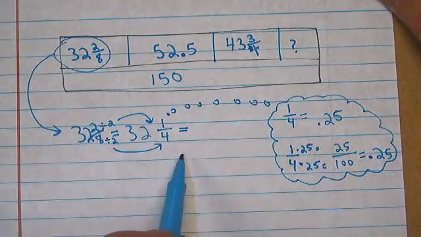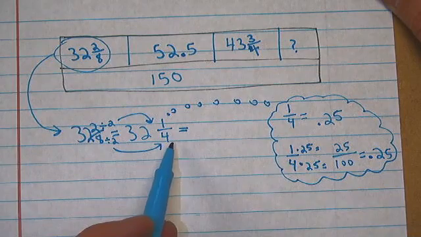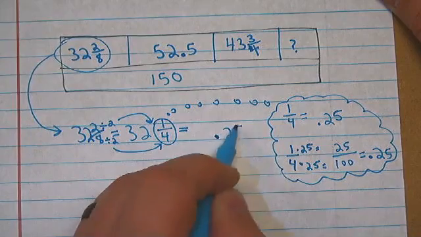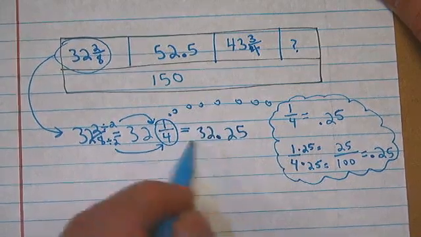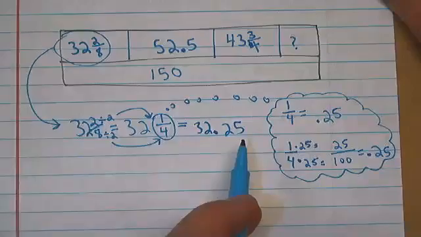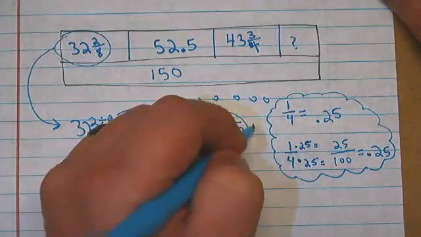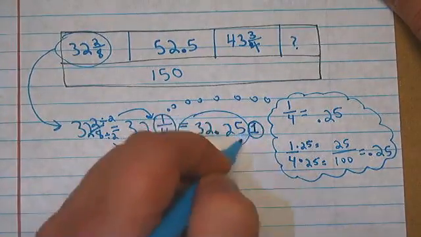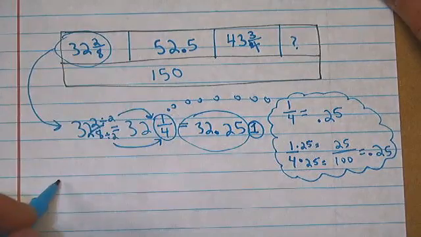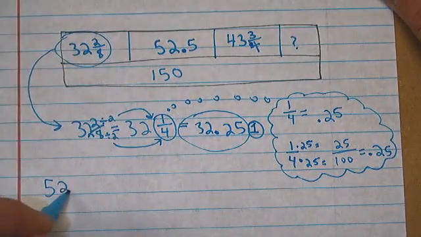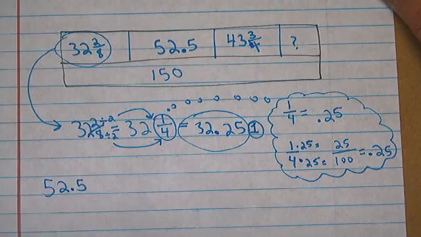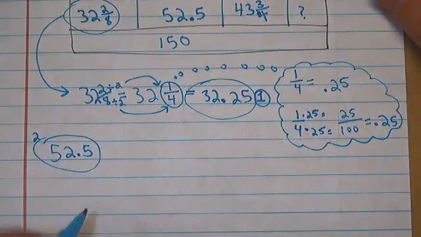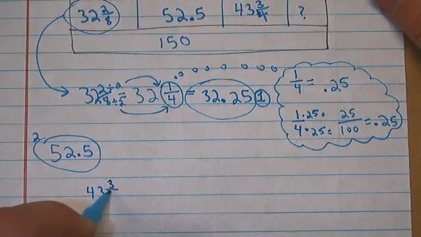Okay, thinking about this, 32 and 1/4, I can turn that into a decimal. I can say that 1/4 is 25 hundredths, and then 32 wholes, 32 and 25 hundredths. That's the first amount. I'm going to keep it as a decimal. Now let's go to the second amount, 52 and 5/10. Well, I can keep that as a decimal. So that's my second amount.